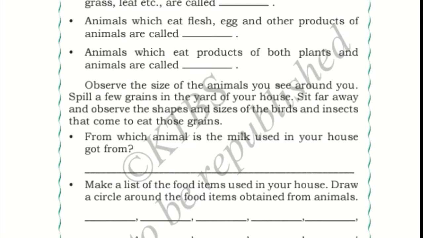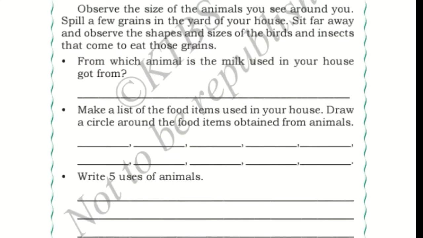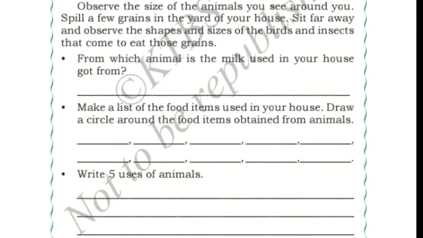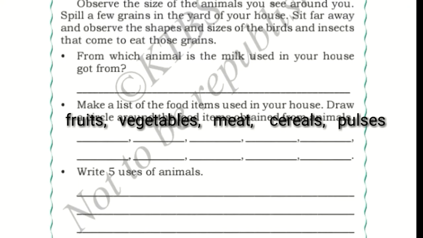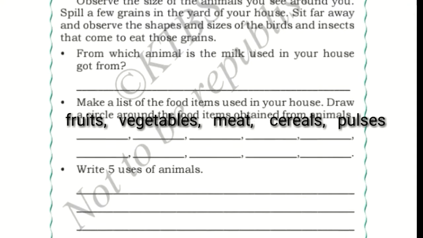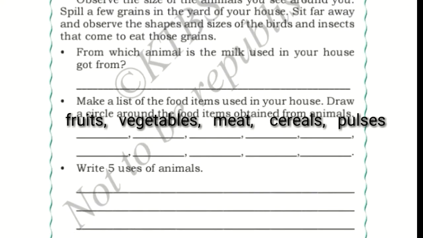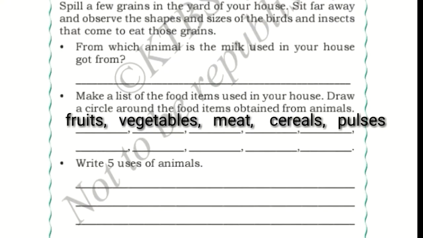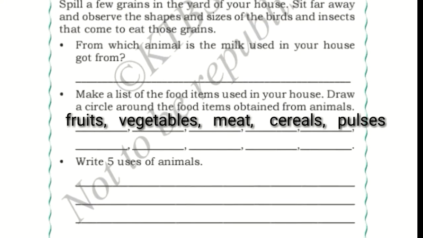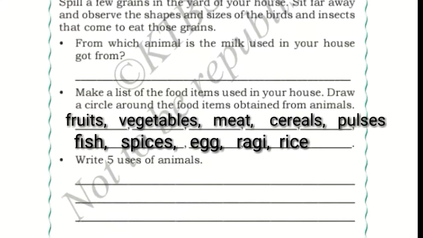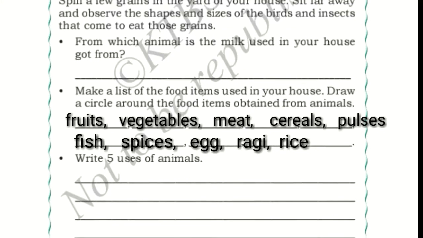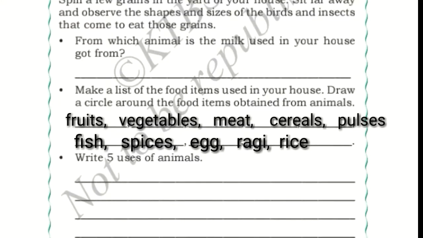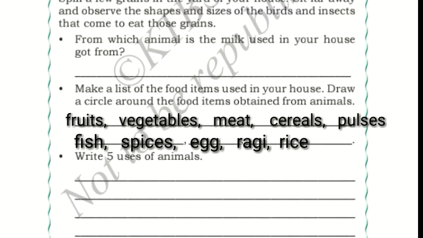Draw a circle around the food items obtained from the animals. First, let us write what are the food items we get in our house. Let us write fruits, vegetables, meat, cereals, pulses, fish, spices, egg, ragi, rice.